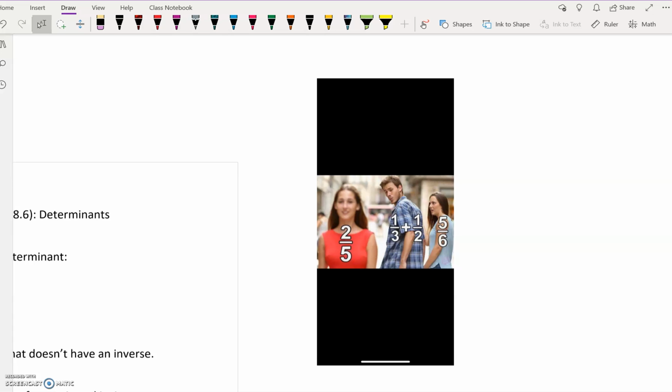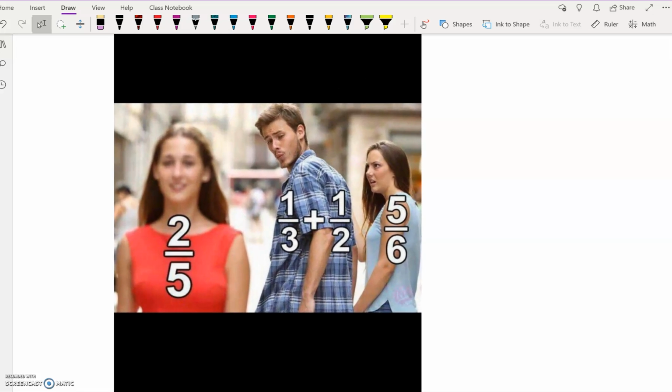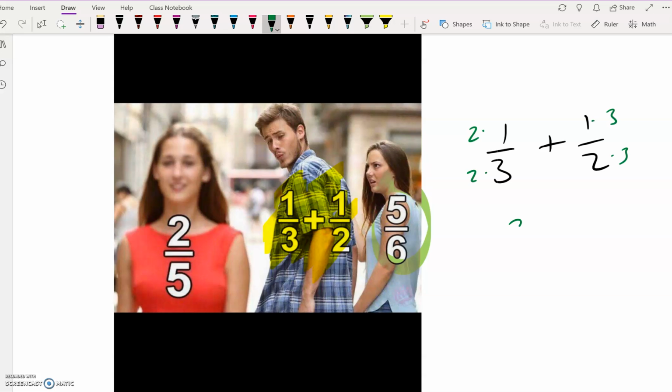To start us off, we've got our math meme of the day. Today our math meme is a little throwback to our days of fractions. So you'll notice the gentleman is represented by a third plus a half. And even though he is with the one he's supposed to be, right? We know that 1/3 plus 1/2, we need our common denominator. We need to double this guy. We need to triple this guy to get 2/6 plus 3/6. So really, he should be with 5/6, which is the girl that he's holding hands with.